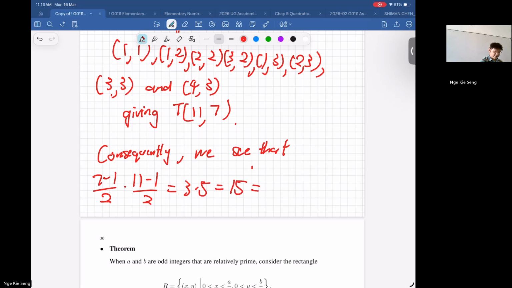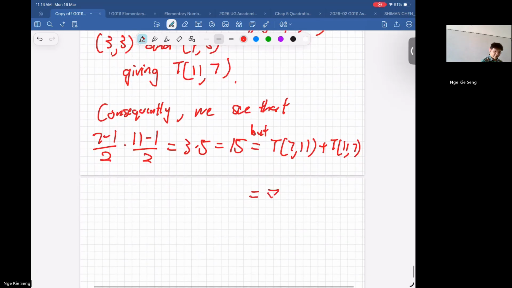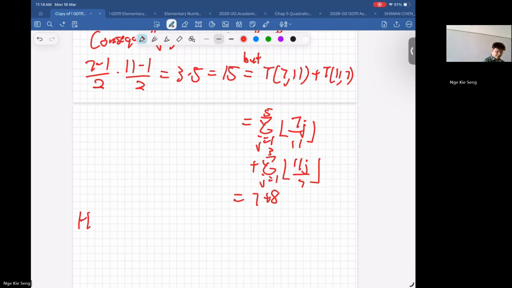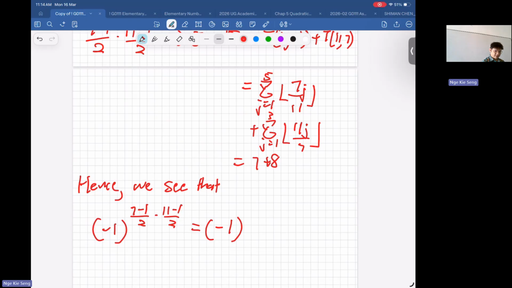But on the other hand, if you take T7,11 plus T11,7, this also will give you the same number. In one of them you get 7, the other you get 8, so you also get 7 plus 8. Hence we see that if you just use the quadratic reciprocity formula to compute, you also get the same thing as computing using T7,11 plus T11,7.